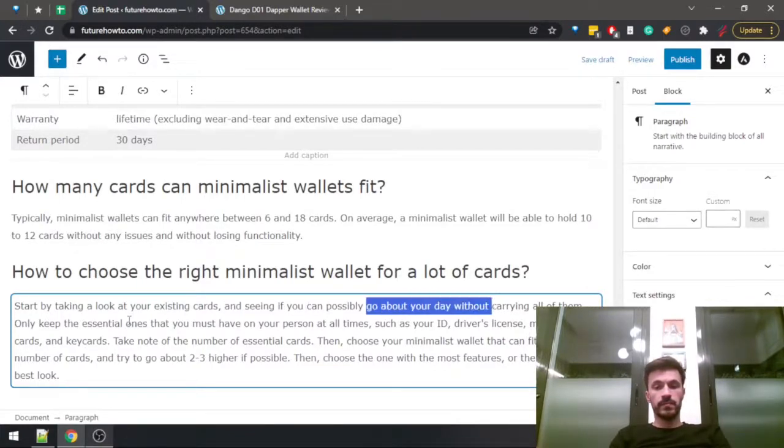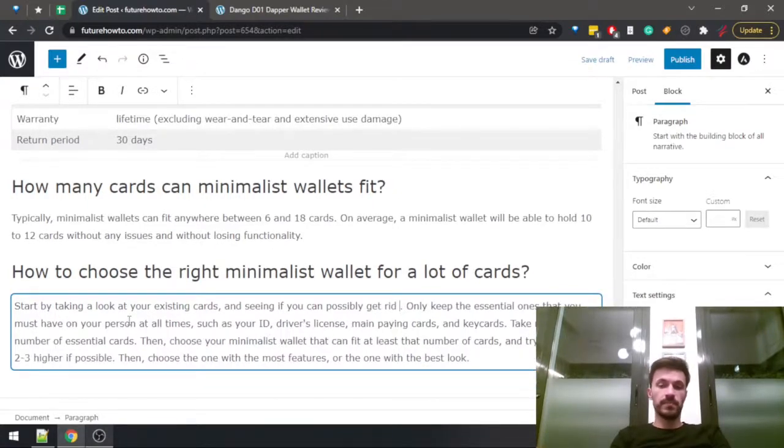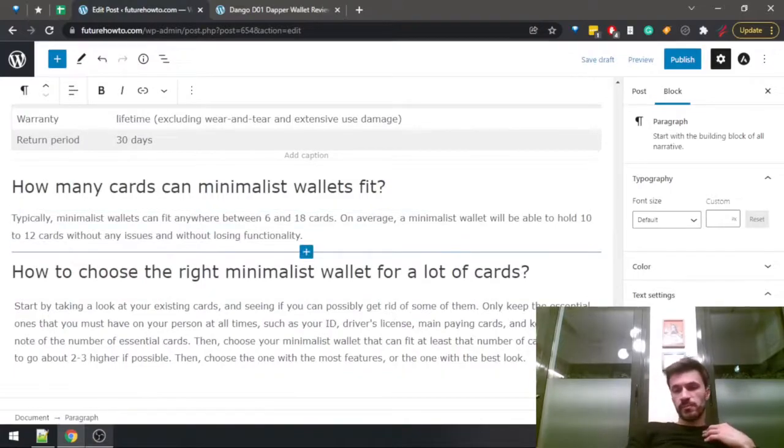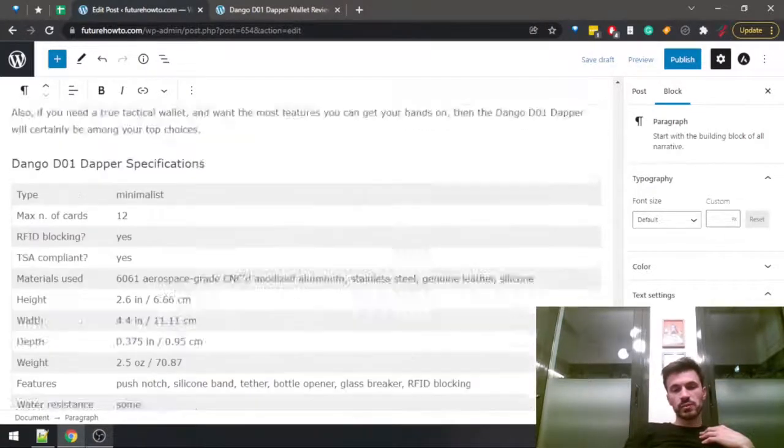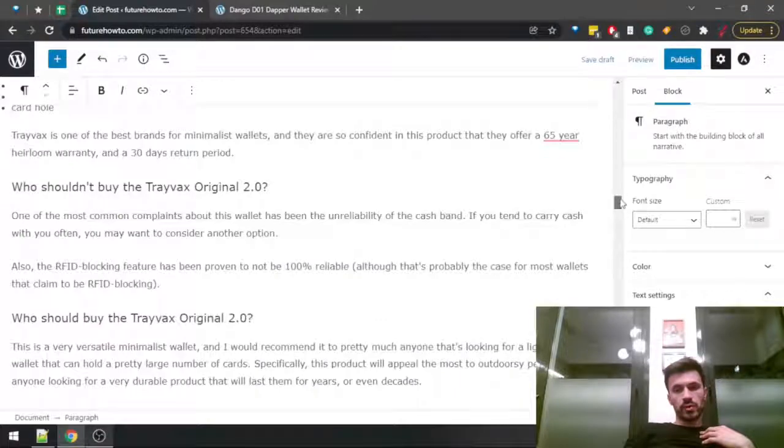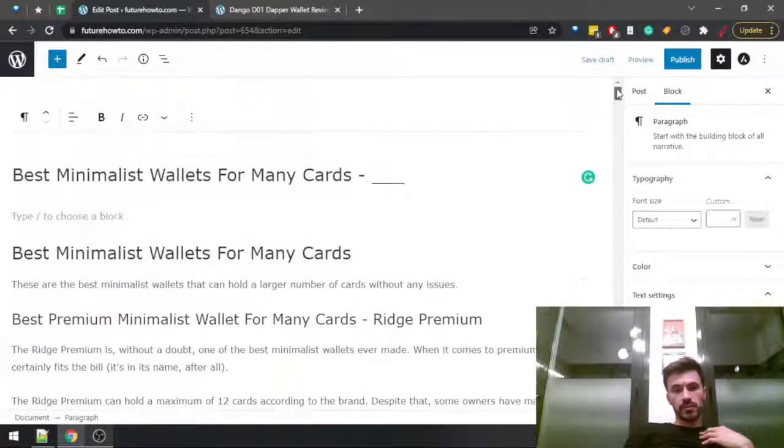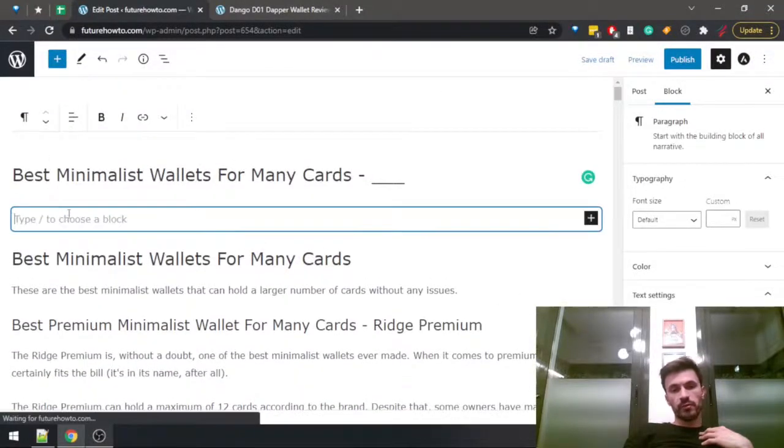Possibly get rid of some of them. Okay, this is better. So there we have it. What we're left to do is, I believe, the opening paragraph.